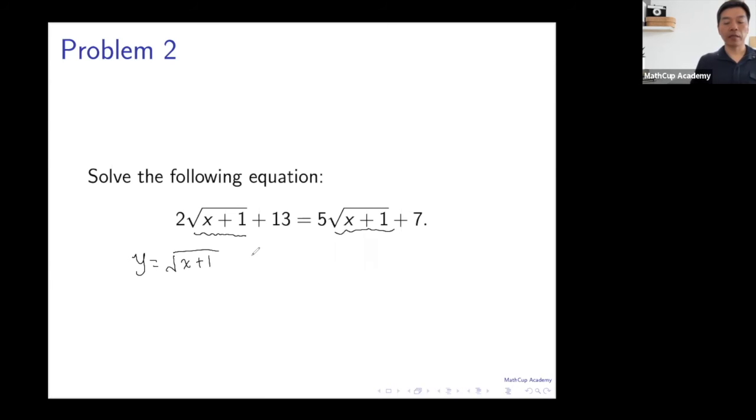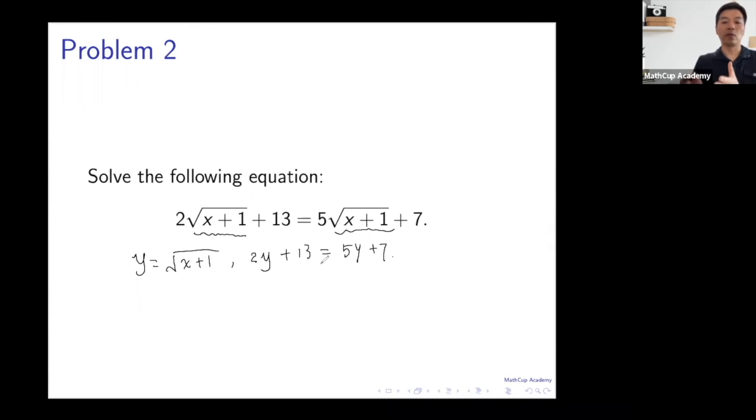So let's just do that. If we substitute y equals square root of x plus 1, the equation leads to 2y plus 13 equals 5y plus 7. And the idea here is if I can solve for y, then to get x is pretty easy because we can just square it, and then we get x plus 1 equals a known quantity, and that's basically the idea. So at this point, we're confident that as we solve for y, we can solve for x. So let's solve for y first.